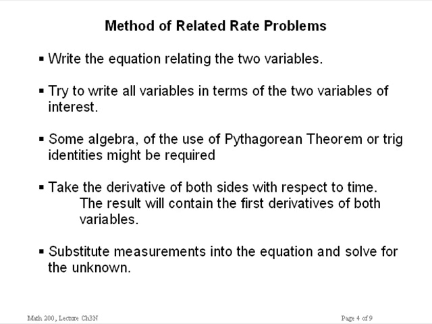Here is a summary of the procedure for related rate problems. First, write down the equation relating the two variables. This equation might contain other variables that change with time. Try to rewrite them in terms of the other two variables of interest. You can only compare two rates at the same time. You might need to use some algebra or the Pythagorean theorem or some trig identities to get all of the variables written in terms of two time-dependent variables. Then you take the derivative of both sides. You can substitute some measurements into the equation and solve for the unknown.